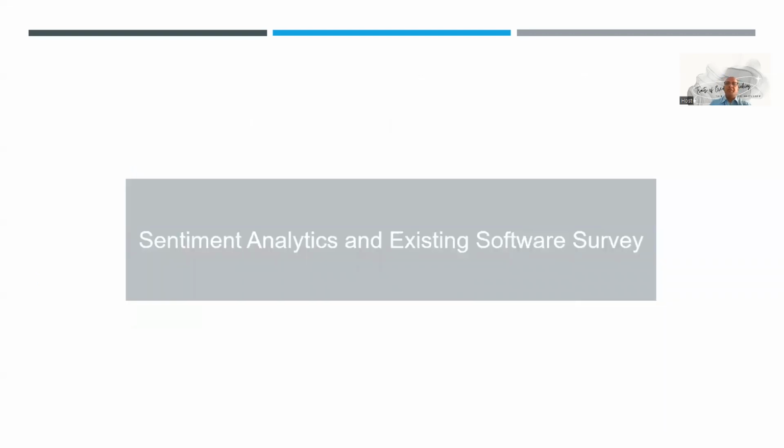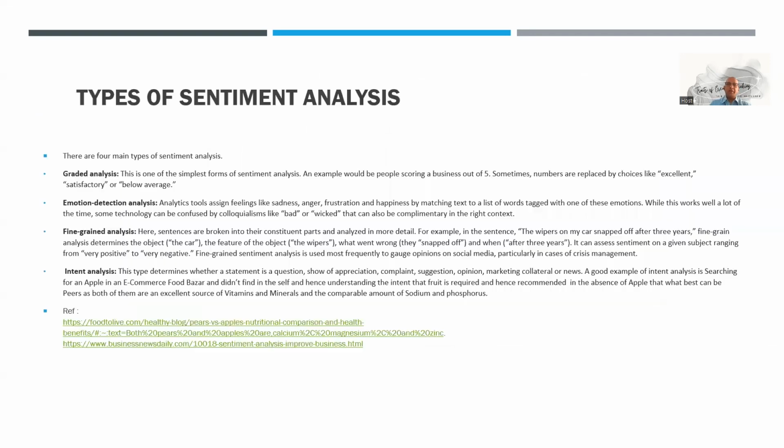Now, the thing is sentiment analysis and the existing software survey. What we did is we tried to do some kind of market survey of the sentiment software already in the market. But before that, let us gather some other literature, like the types of sentiment we just discussed. Basically, if we talk about software, there are four types of sentiment related software. The first one is graded analysis. What is graded analysis?